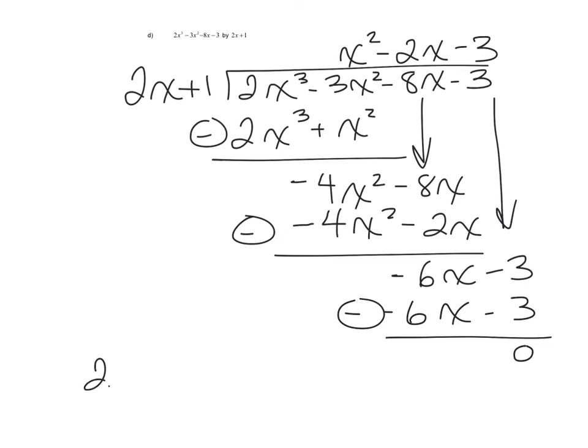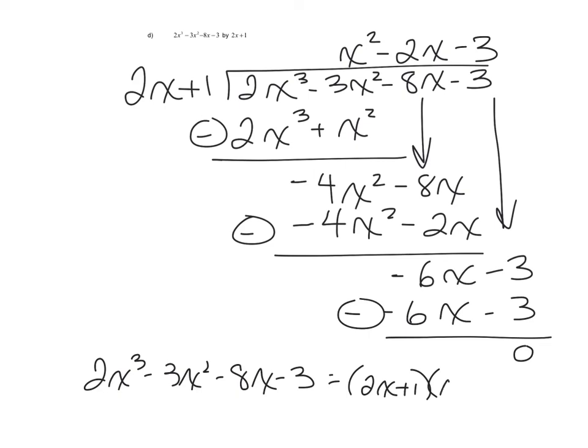So 2x cubed minus 3x squared minus 8x minus 3 is equal to 2x plus 1 times x squared minus 2x minus 3.